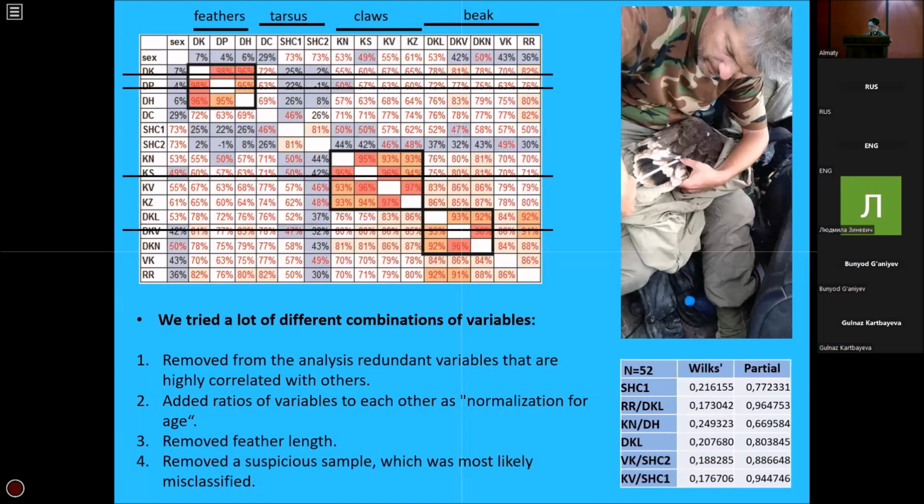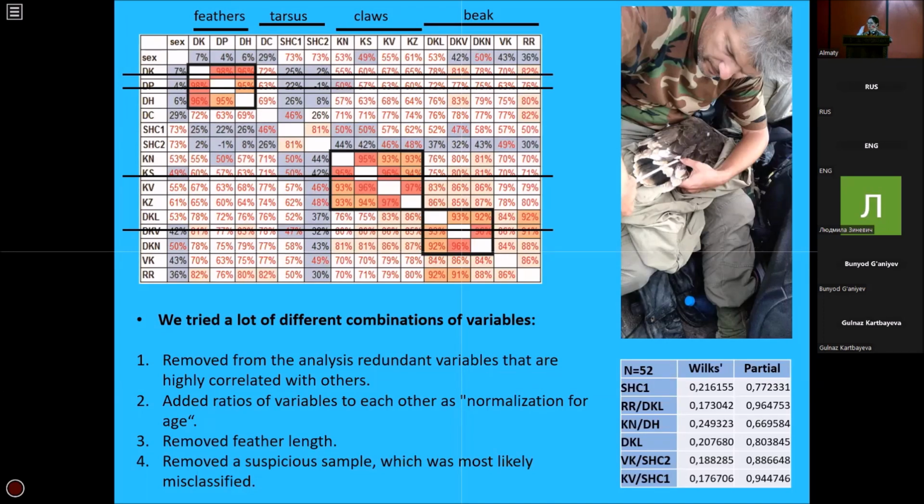To begin with, we excluded redundant variables from each cluster. Redundant variables are highly correlated with others and so don't contain useful information. We removed one variable from the claw cluster and the beak cluster, and in the feathers cluster we left only tail length because they are all highly correlated.